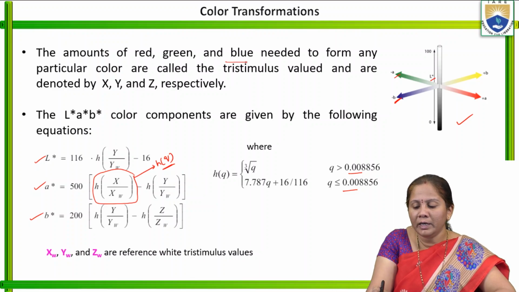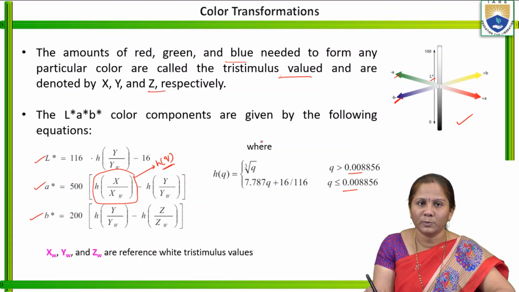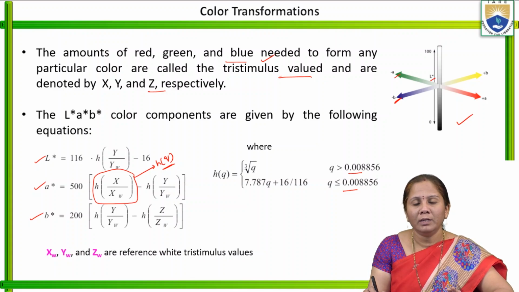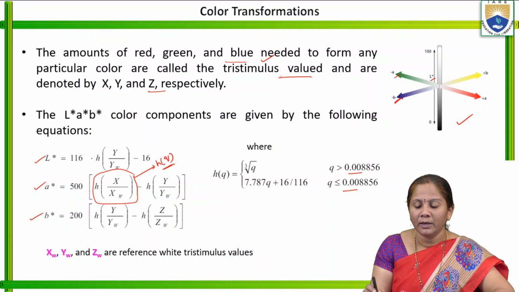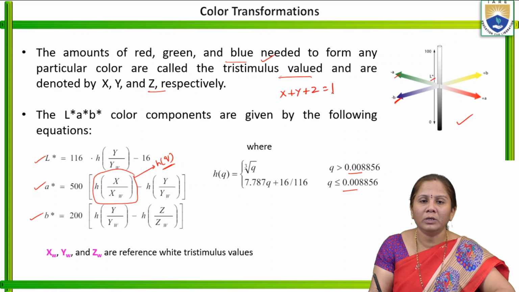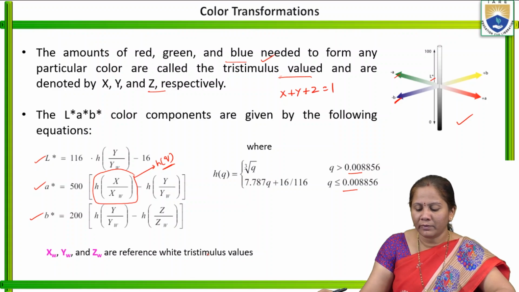So the amount of red, green and blue needed to form any particular color are called tri-stimulus values and are denoted by X, Y and Z respectively. We have discussed this tri-stimulus concept while learning about fundamentals of color image processing. In that we have seen that we have to select the values of X, Y and Z such that X plus Y plus Z should be equal to 1. So this XW, YW and ZW are the reference white tri-stimulus values.